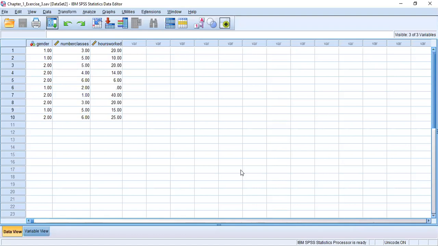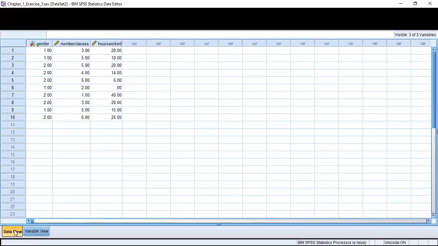So this file I've already shared with you. And if you look at the data view, this is the data available before you. You have 10 values. We have 1 and 2 for males and females, the number of classes attended by the students, and the hours they worked in a given week. So all this data is given to you. Gender is nominal, number of classes is scale, and hours worked is again scale.